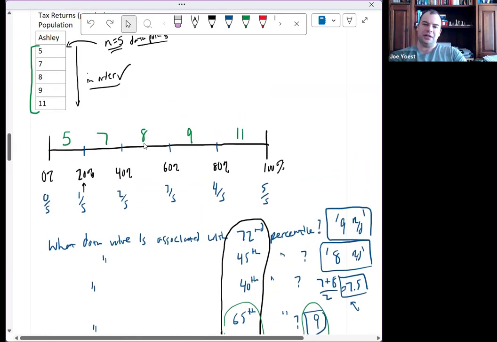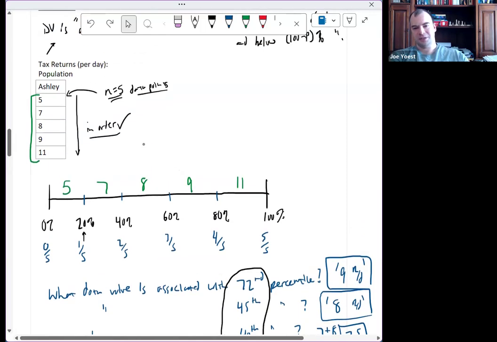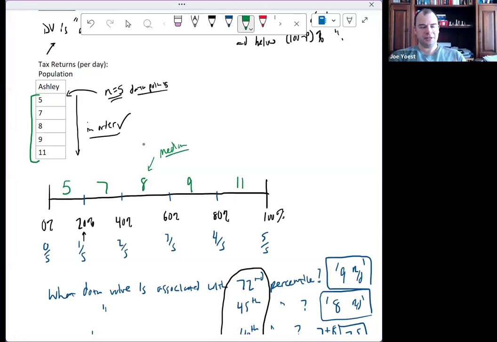Now, something I notice about 8 is that 8 is actually the middle number. It's actually the median. And by definition, as we'll see in a couple minutes here, the median is the 50th percentile. It would really bug me if I somehow said that the percentile associated with 8, the median, is the 40th percentile here, but then later on I say that 8's the median and it's the 50th percentile. That will be internally inconsistent.